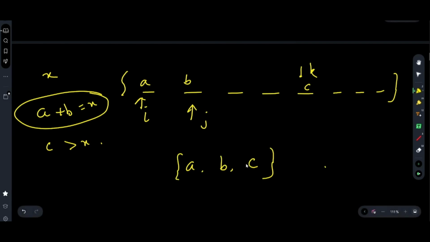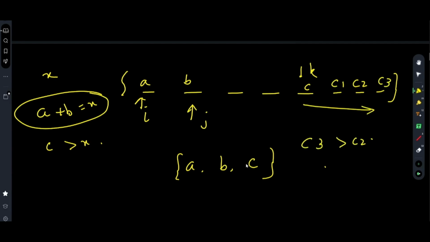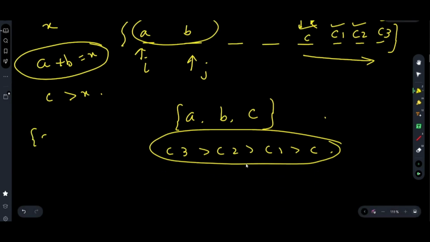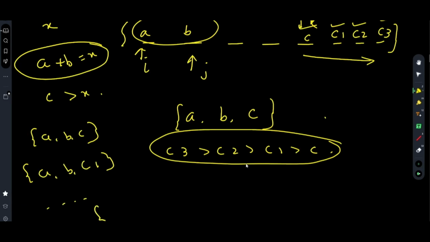Now since this particular array is sorted, you can understand that to the right of C, C1, C2, C3, everything will be greater than C. So C3 is greater than C2, greater than C1, greater than C. So you can understand this i and j, this a and b, can form a valid triangle with any of these four. So a, b, C, a, b, C1, and so on, and a, b, C3, all of them are valid triangles.